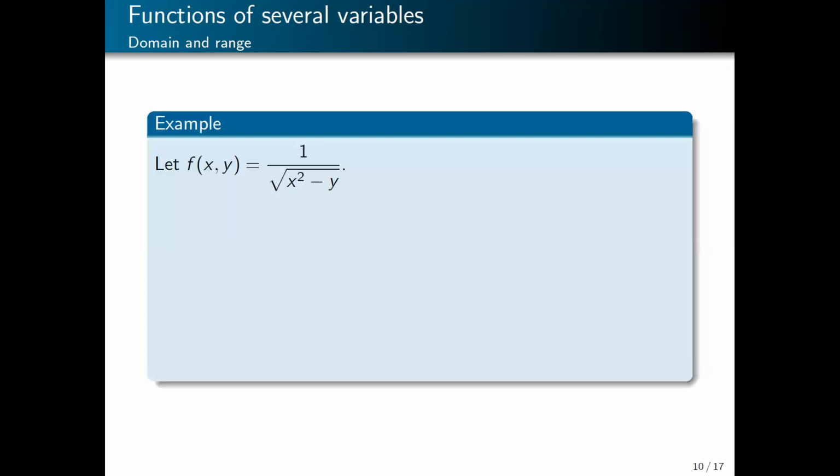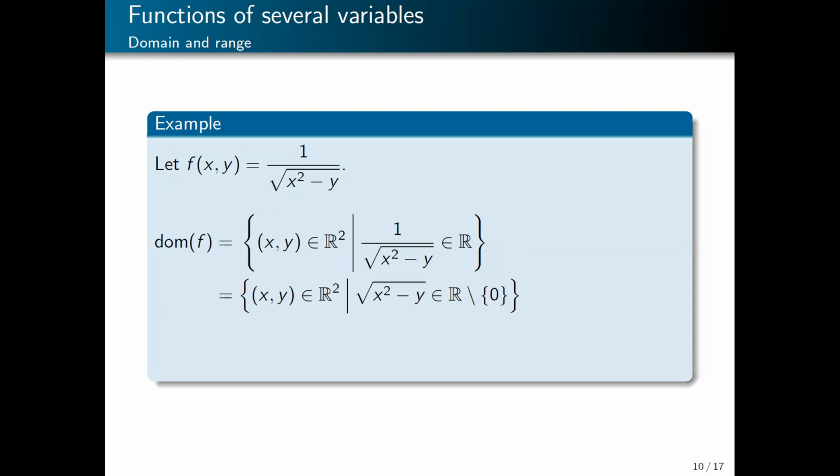Consider the function f of two variables defined by the equation f of x, y equals 1 over the square root of x squared minus y. The domain of f is not specified, so following our convention, we define the domain of f to be the set of all points (x, y) in R^2 for which 1 over the square root of x squared minus y is a real number. This is precisely the set of all points (x, y) for which the square root of x squared minus y is a non-zero real number, which in turn is the set of all points (x, y) for which x squared minus y is a positive real number. Rewriting, we get the domain of f to be the set of all points (x, y) satisfying the inequality y is less than x squared.